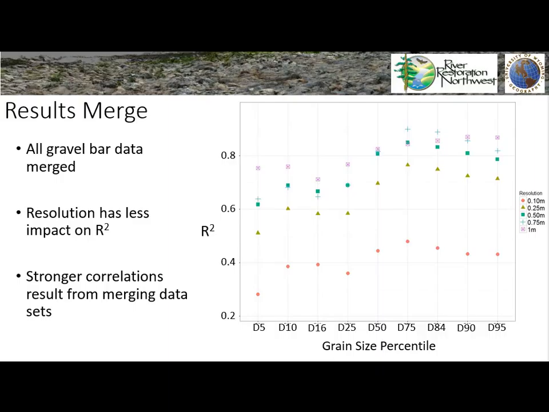We're actually seeing a complete flip when we merge the data sets, and we're finding that the coarser resolutions are giving us much stronger results. And this was surprising at first. So this is all great, but what can we actually do with this?